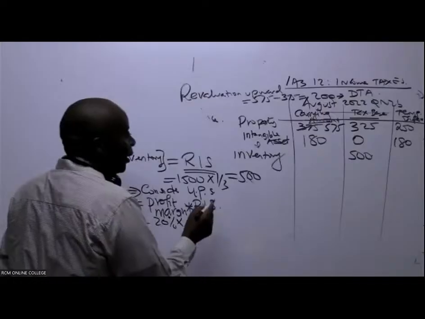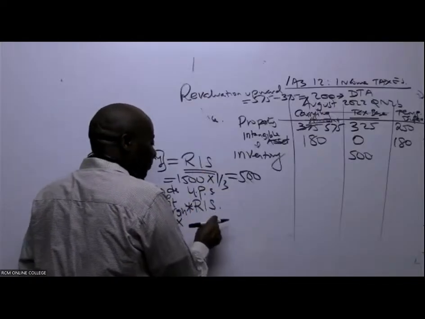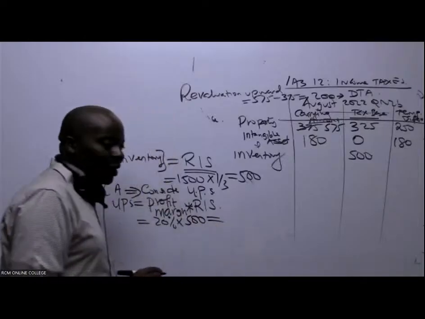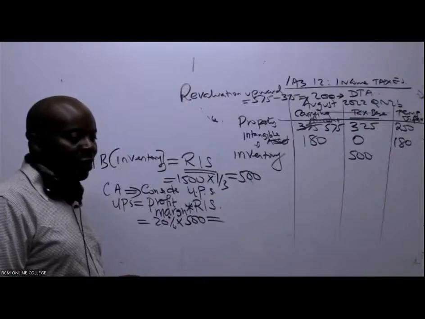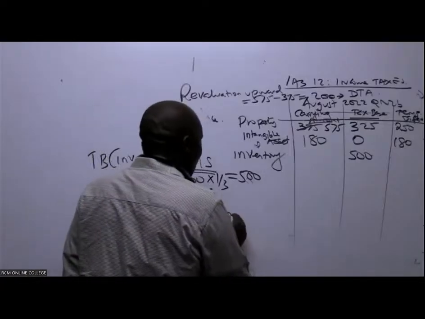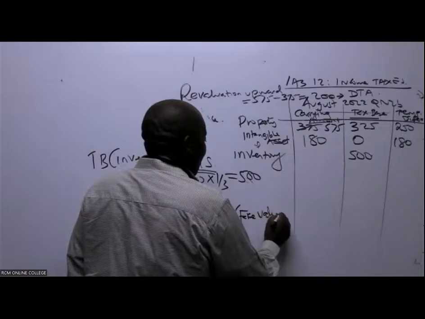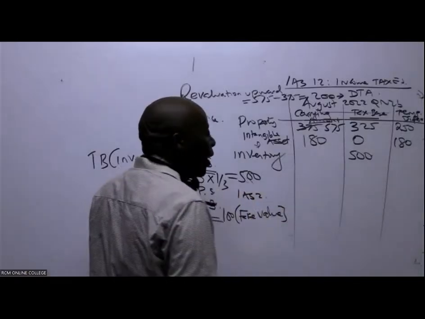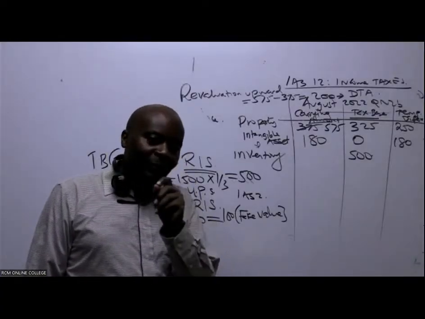And fortunately, we have the remaining intra-sales here. The remaining intra-sales is 500. So what is 20% times 500, guys? So it is 100. So we know that this is fake value. Remember, according to IAS 2, there is no way you can ever have profit within stock.